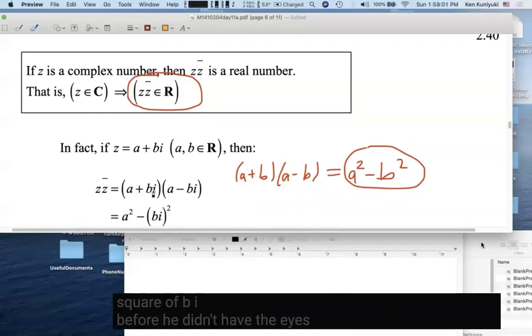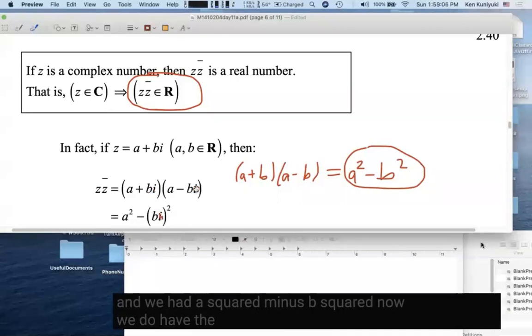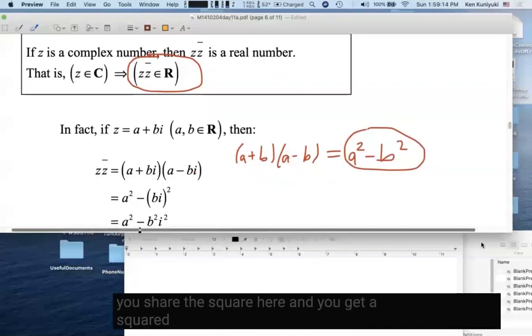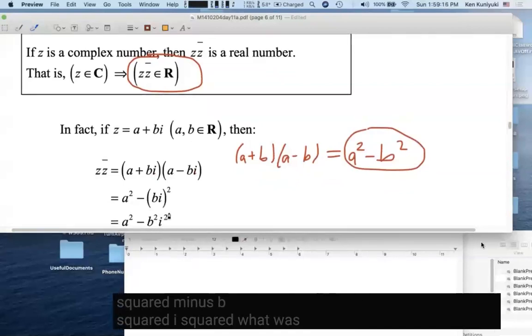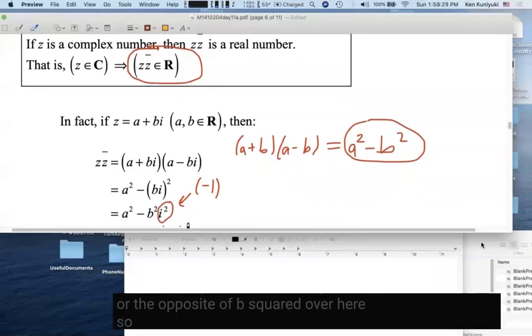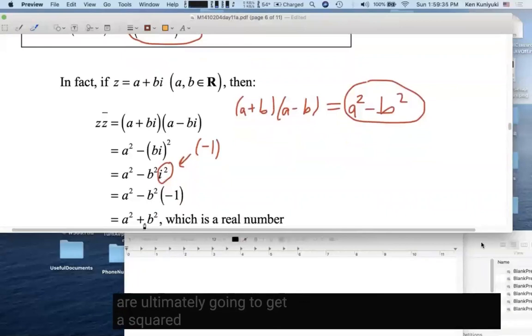Before we didn't have the i's, and we had a squared minus b squared. Now we do have the i's, and we have a squared minus the square of bi. You share the square here, and you get a squared minus b squared i squared. What was i squared? It was -1. Put parentheses here to remember that it's multiplied onto the b squared, or the opposite of b squared, over here. So ultimately, we are going to get a squared plus b squared, where a and b are real.